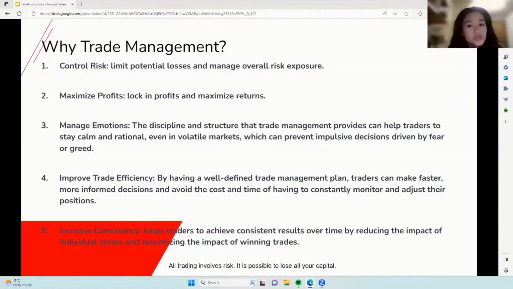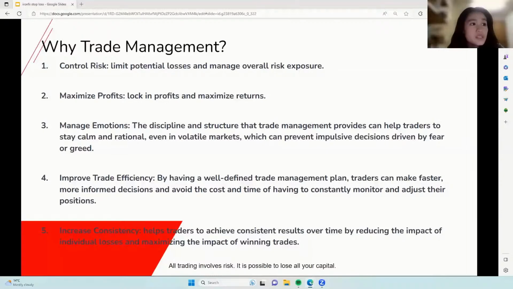So firstly is to control risk. Trade management strategies such as stop loss orders and position sizing helps traders to limit their potential losses as well as manage their overall risk exposure. Next, maximize profits. So trade management strategies such as take profit orders and trailing stops help traders to lock in your profits and maximize returns.